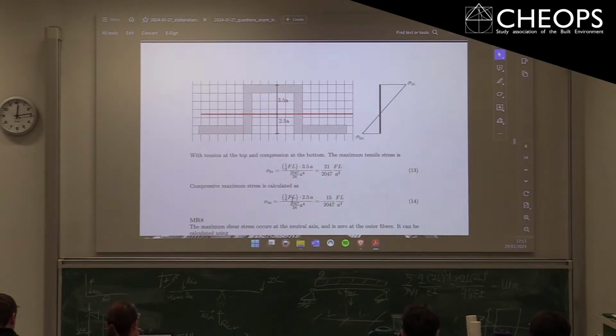What does that mean for this question? Well, we're looking at that maximum point. So if you're pushing this cross-section upwards, the top will be the side where the tension will be, and the bottom side will be the one that has the compression. And then you just fill in this equation, right? So the bending moment was already given, tension at the top, so the Z is 3.5a, and this one is given as well. And then you find your tensile stresses at the top. And then at the bottom was your compression, but there, of course, it's 2.5a.